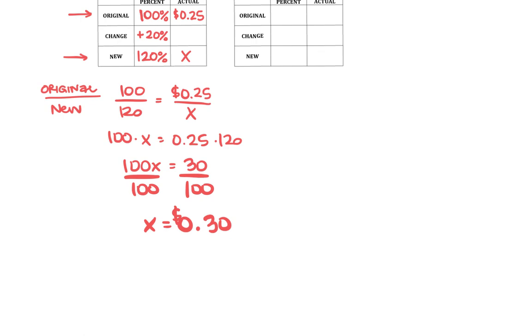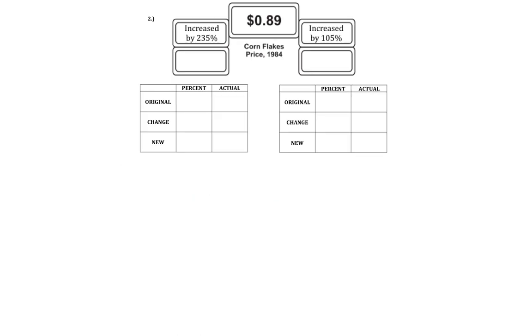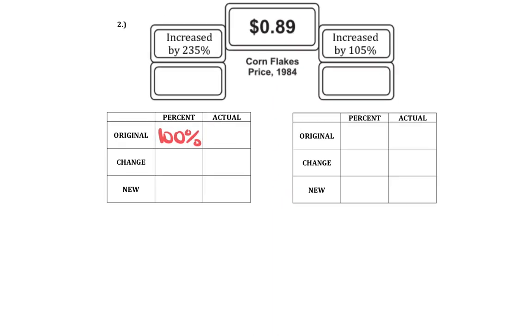All right, let's look at another one. We're going to skip the right side there and move down to the next problem. Again, let's look at the left side here. We could do the right side; I'm just picking one of them to look at some examples. So we have the price of cornflakes in 1984 was 89 cents, and we're going to figure out what it would be now if it increased by 235%. That's a pretty big increase, but prices do jump that often. So the first thing we do is the original percent is 100%, so we're going to put that in there.